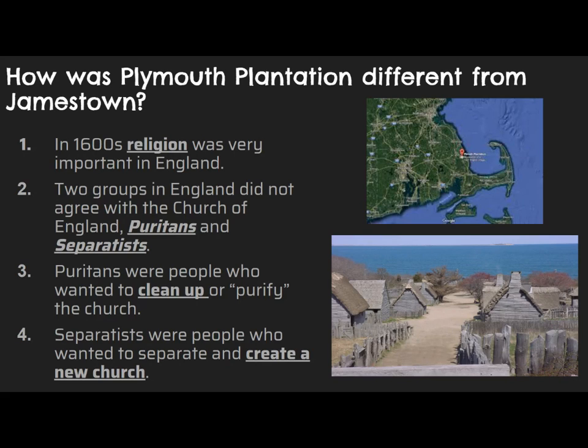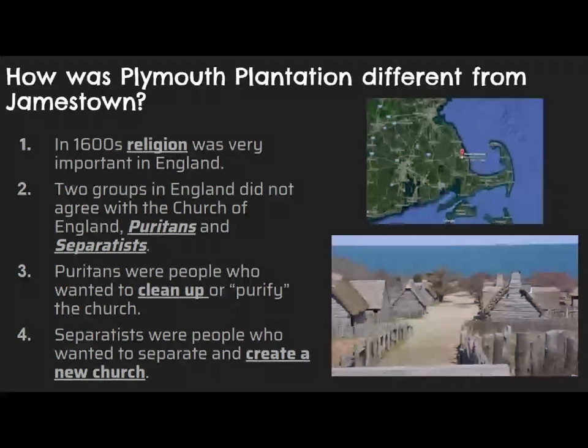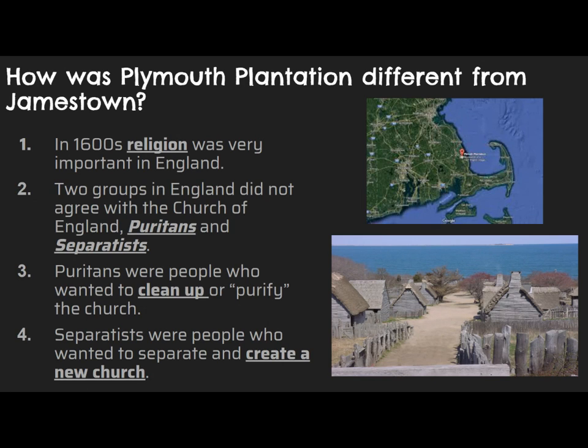Another thing that we need to know about this time period is that in the 1600s, religion is really important in England. There are two groups in England that just don't agree with the Church of England, which was kind of like the national church of England. In the United States, we have freedom of religion. We do not have a national religion. Well, England at the time was not like that. They had a national religion.